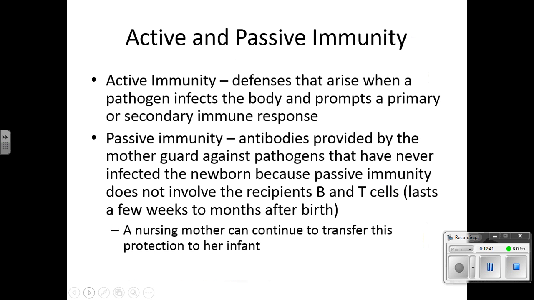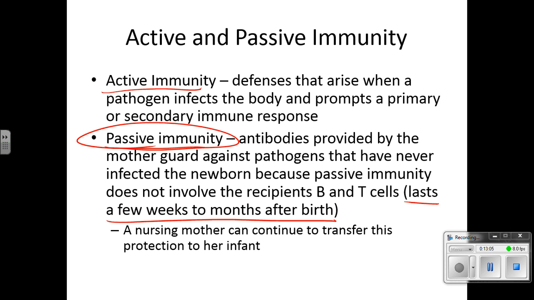Okay, so let's talk about active versus passive immunity. Active immunity is the defense that arises when a pathogen infects the body and prompts a primary or secondary immune response. Passive immunity is provided by the mother to guard against pathogens that have never infected the newborn, because passive immunity does not involve the recipient's B and T cells. It lasts a few weeks to a few months after birth.